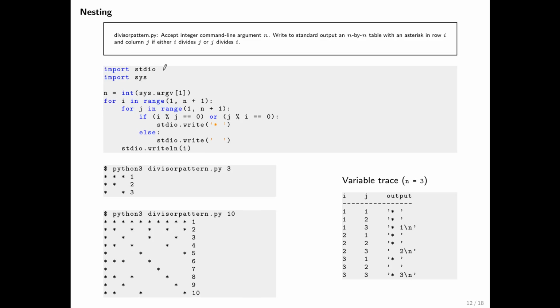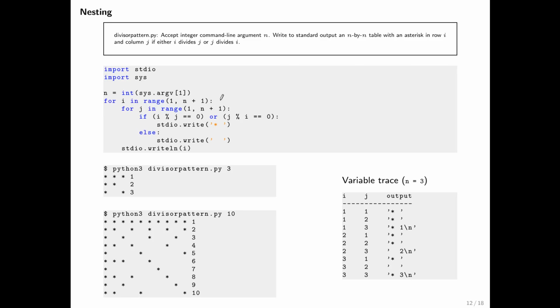So we import our usual modules, stdio and sys, and then we get a single command line argument n as an integer. And then we have an example of nesting. So we have one for loop nested inside of another. Okay. So we say for I in range 1 through n plus 1, and for each such I, J goes from 1 through n plus 1.